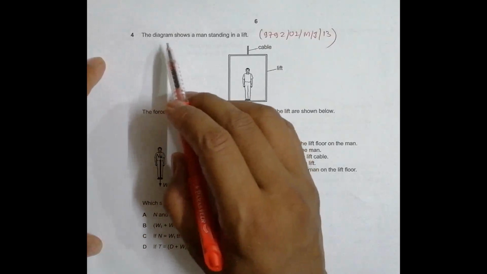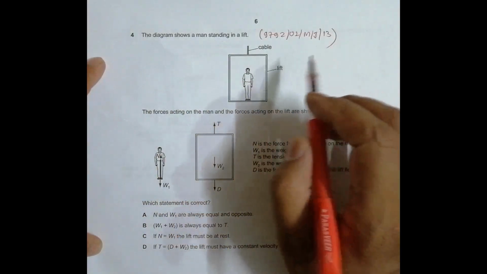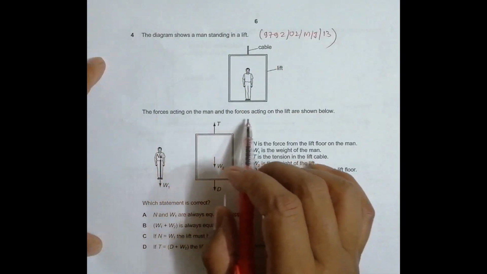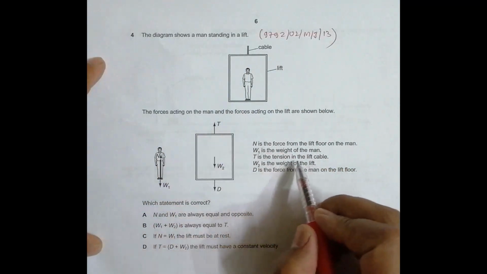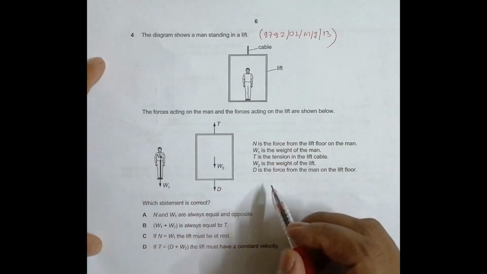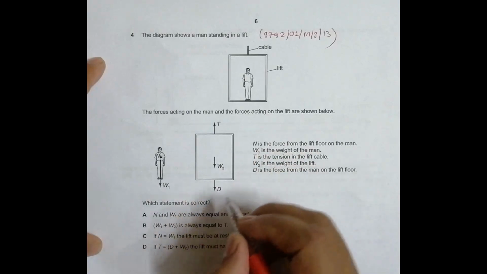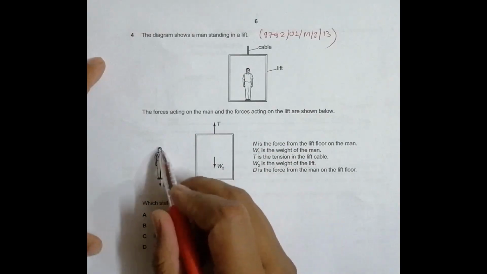The diagram shows a man standing in a lift, so a person standing in a lift, with the cable here and the lift here. The forces acting on the man and the forces acting on the lift are as shown below. T is the tension force in the lift cable. N is the force from the lift floor on the person.